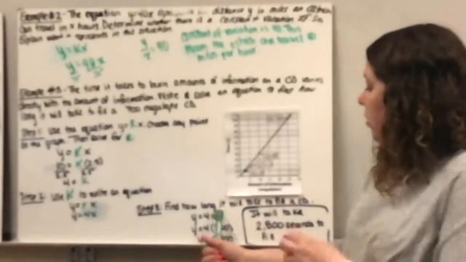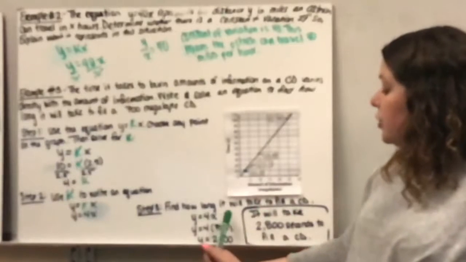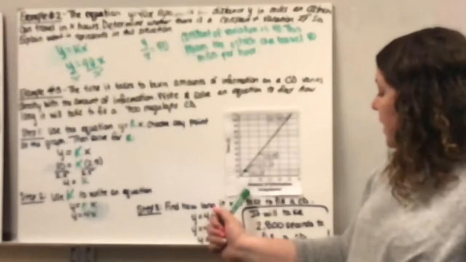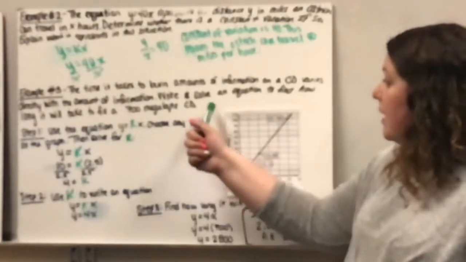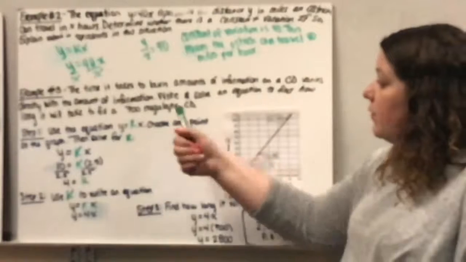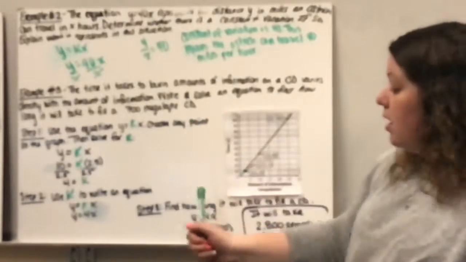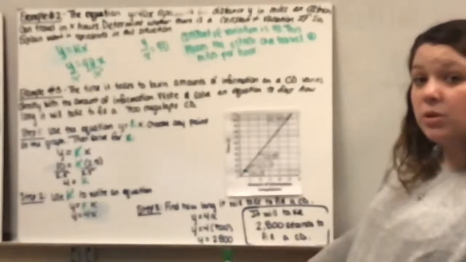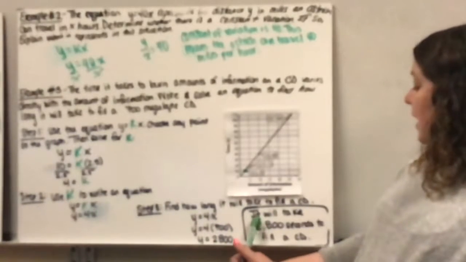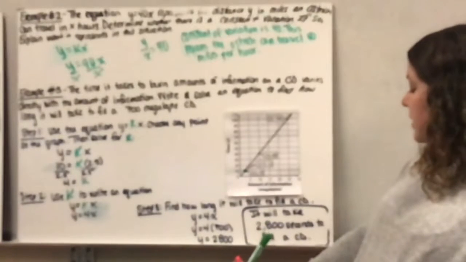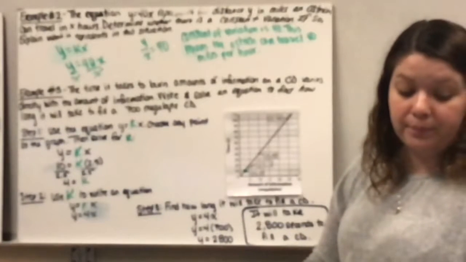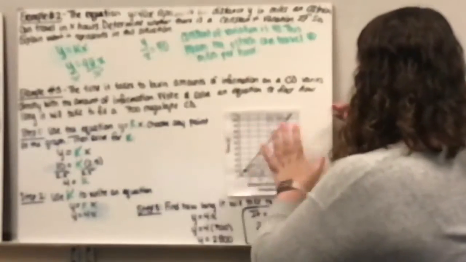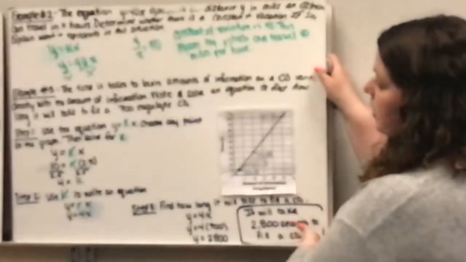Step 3 says find how long it will take to fill a CD. So I'm going to take y is equal to 4x, and the x says the amount of information or megabytes, and it's asking me how long it would take to fill a 700 megabyte CD. So my x is going to be 700, so 4 times 700, so y is equal to 2800. So it will take 2,800 seconds to fill a CD. So that was example number 3.